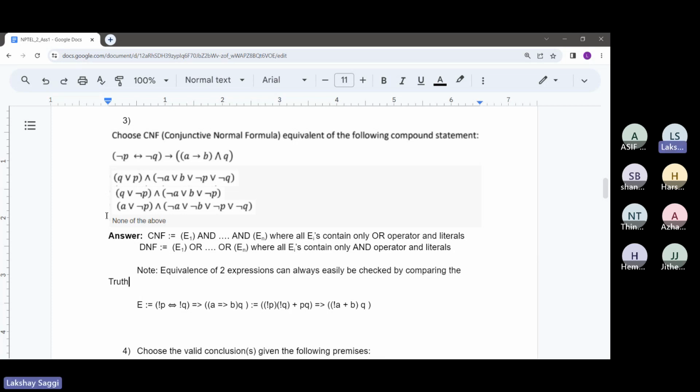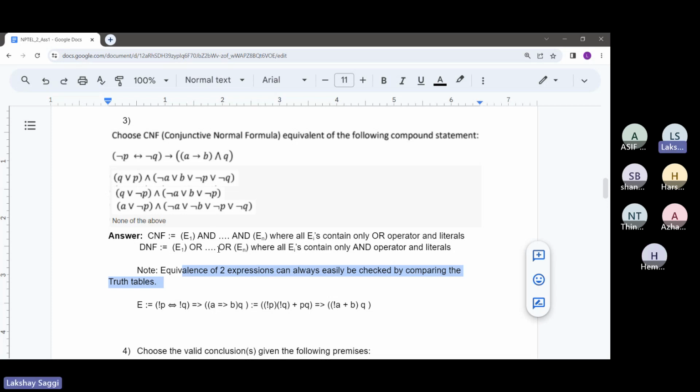So note that if we are given any two expressions and you want to see whether both the expressions are equivalent to each other, it can always be checked by checking the truth tables and seeing whether for all the variable assignments the expression values are always equal. So this is a very trivial way to check equivalence of two expressions.